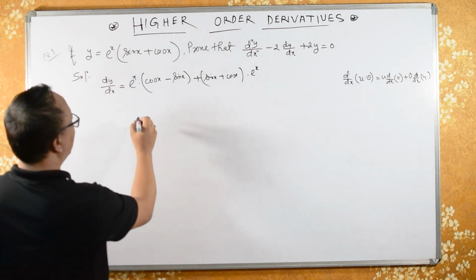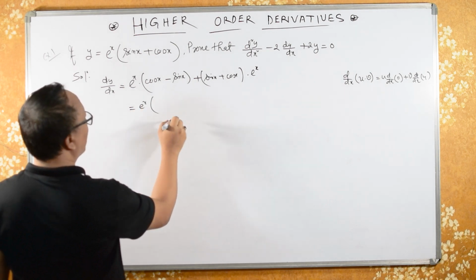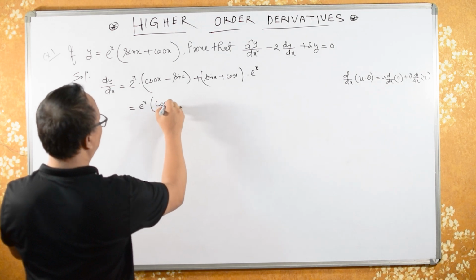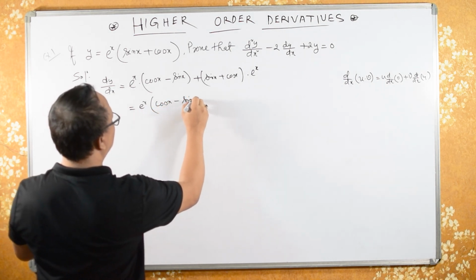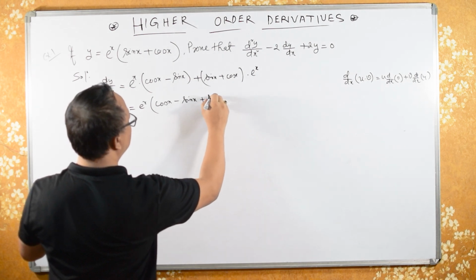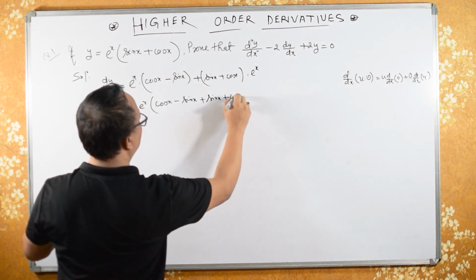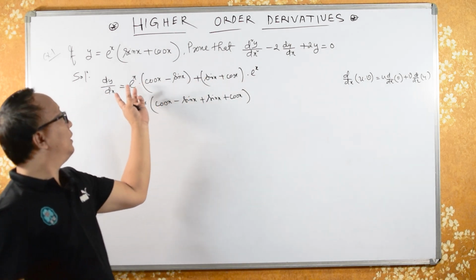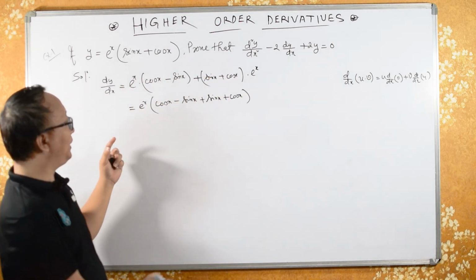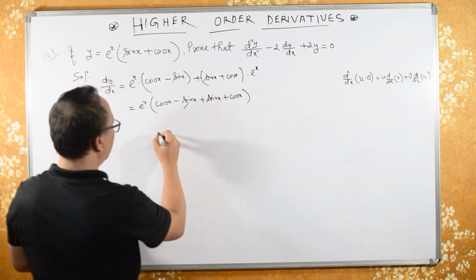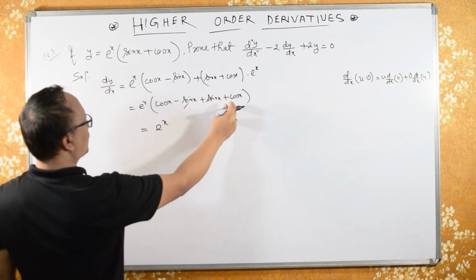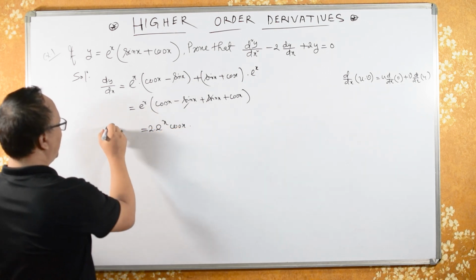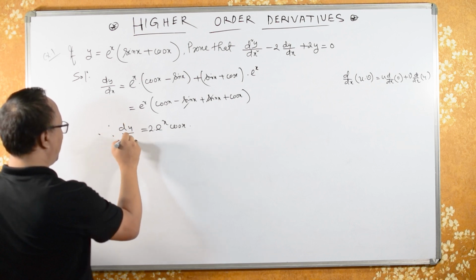What we can do is take e raised to x common. If I take e raised to x common from these two terms, then what we have is cos x minus sin x plus sin x plus cos x. Now here sin x gets cancelled. What I have is e raised to x, cos x plus cos x is what? 2 cos x. This is my dy by dx.